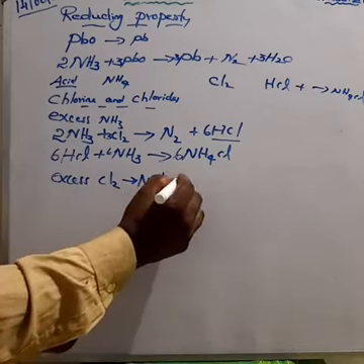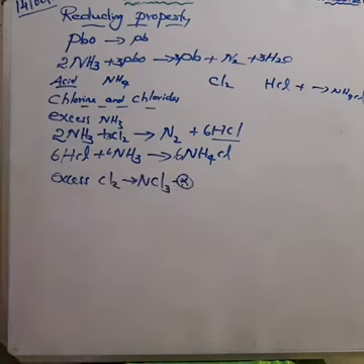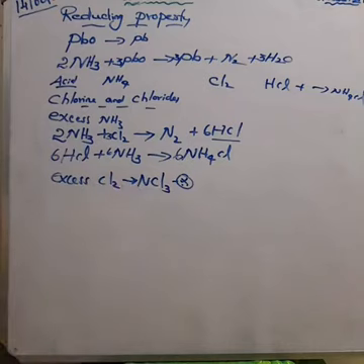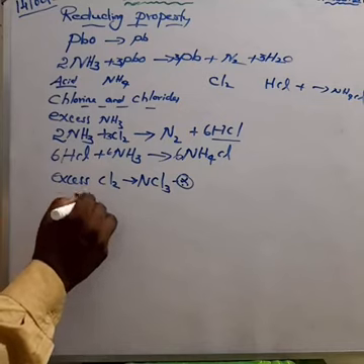NCl3. What is the formula? NCl3, nitrogen trichloride. This is one of an explosive substance. All of you know about the explosive substance. Am I right? Explosive, you know that one. We have to write the equation.